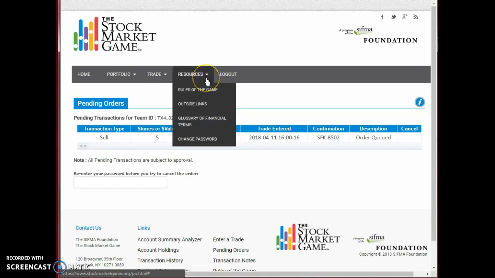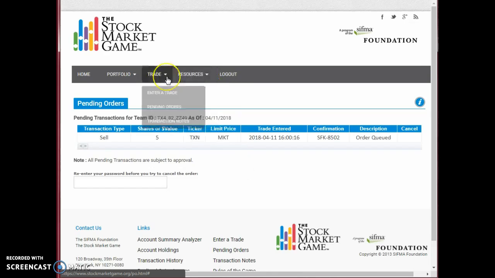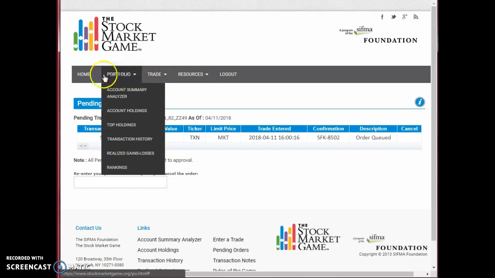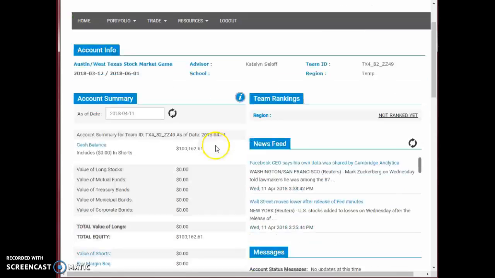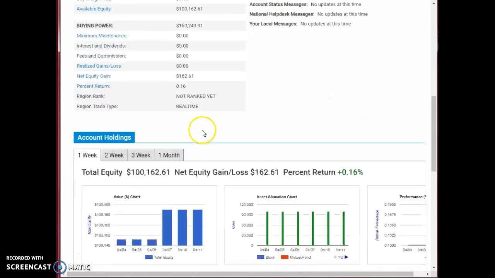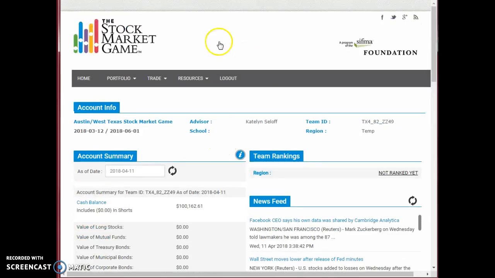There are other resources available on the site. You can also, on the home page, get back to your account summary analyzer, which just gives you the same information again. So that's pretty much all you need to get started.